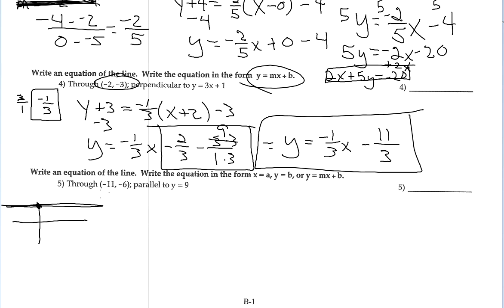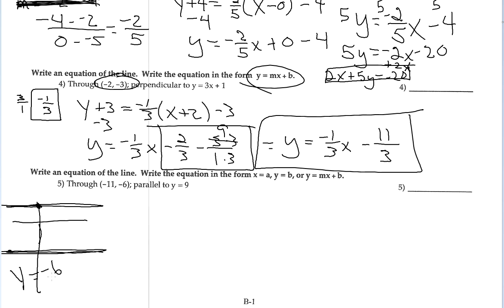So if it's parallel to y equals 9 and it's running through negative 11 and negative 6, which is down here somewhere, and if it's parallel, the line going through this point has to be going this way. Not perpendicular, which would be up and down. So the equation of this line would be y equals negative 6.